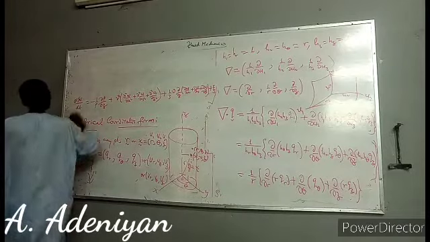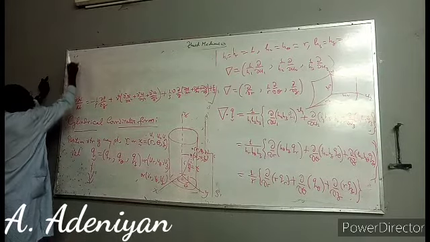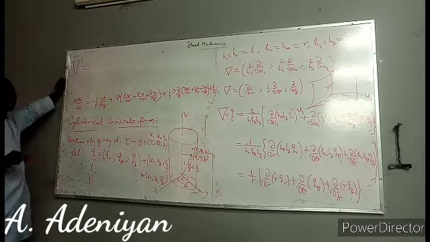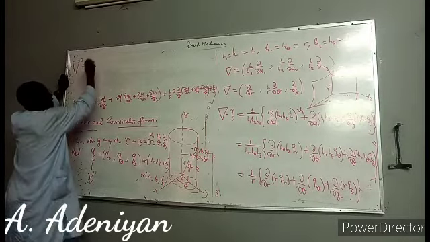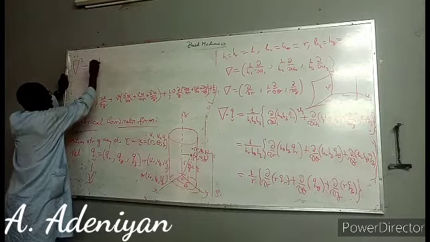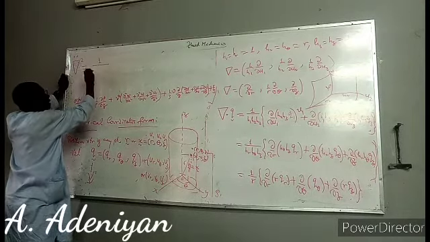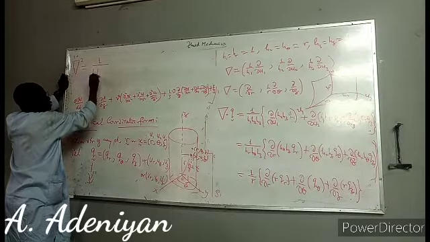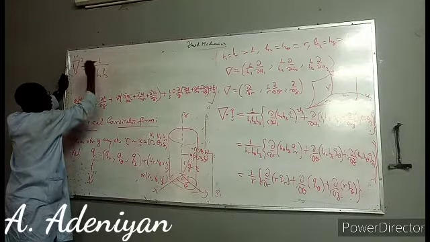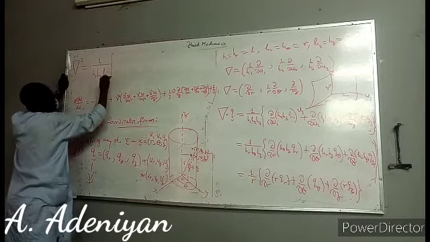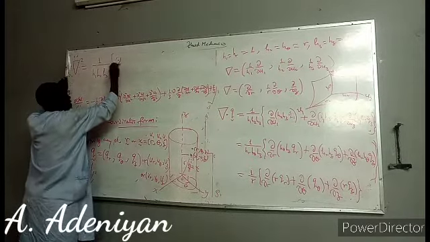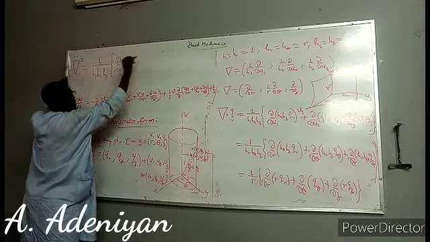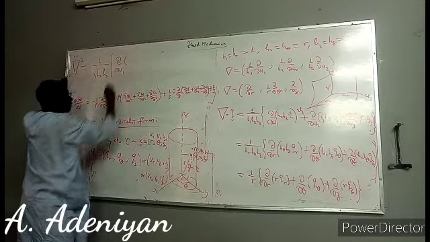You will come across this operator. How do you expand this in the cylindrical coordinate system? In general, this is going to be 1 upon what? You have it in your notes. That is H1, H2, H3 in the general case, then ∂/∂u1. Take note, it's different from this expansion.